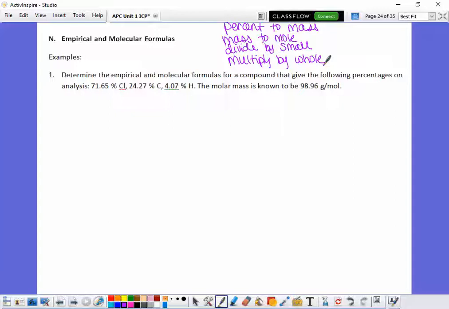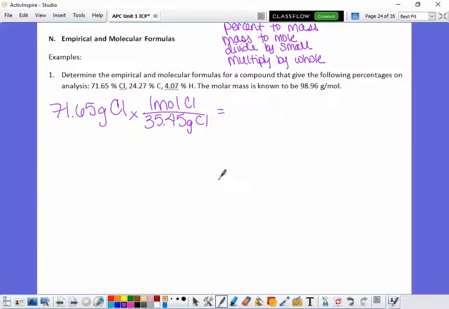Then you convert all of those grams to moles using the molar mass of those individual elements. Then, once you have the moles of everything, you're going to divide them all by the smallest number of moles. That gives us a ratio. And then, if necessary, multiply by whole to get them to whole numbers. So let's go through this. So chlorine, we have 71.65 grams of chlorine. We're going to convert that to moles. The molar mass of chlorine is 35.45.